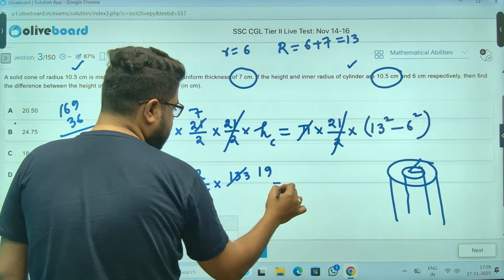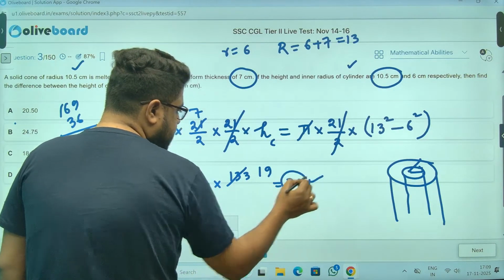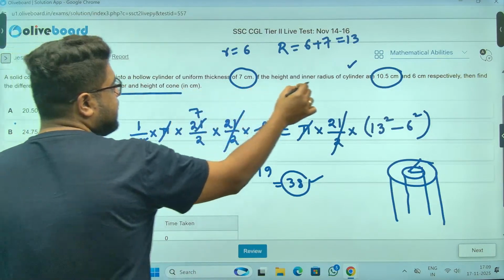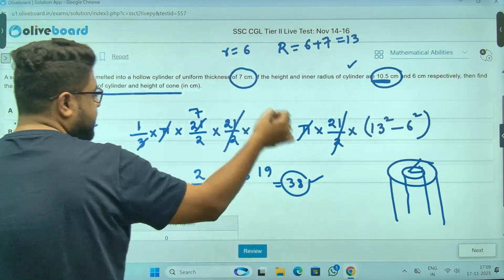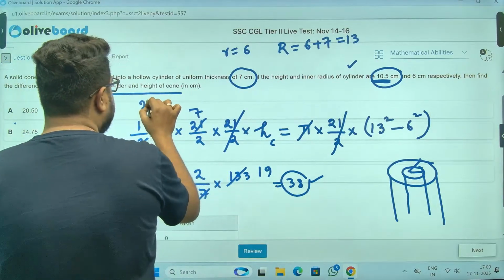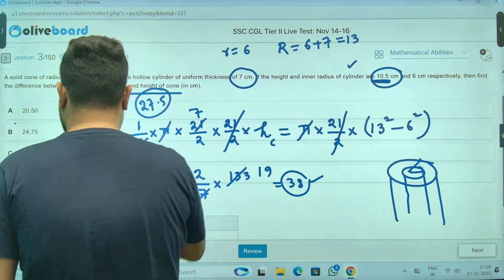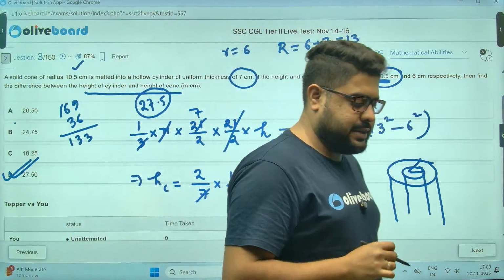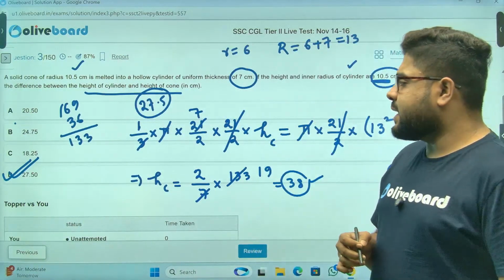So 19 2s are 38. Again, they are asking the difference between the heights. One height is 38, another height is given as 10.5. So 38 minus 10.5 is 27.5. So my answer will be 27.5, sir. Option number D, D for Delhi, is the correct answer.